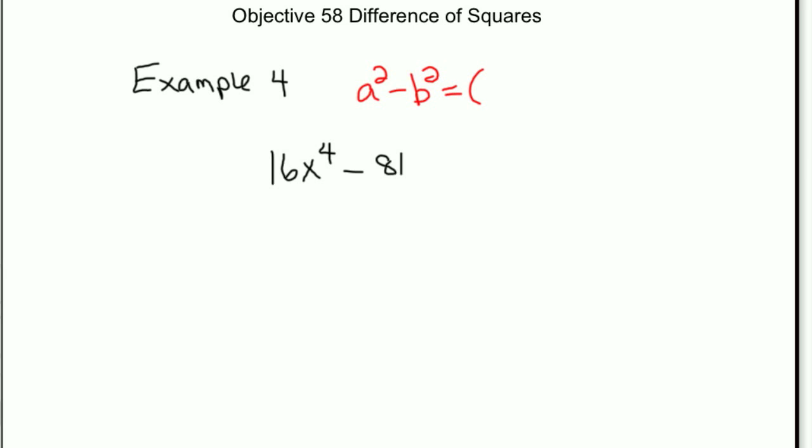Final problem, final example for the difference of squares rule. 16x to the fourth minus 81. Again, we first check for a greatest common factor, but there does not exist a common factor between 16 and 81. So I'm going to see if this will fit my difference of squares rule.